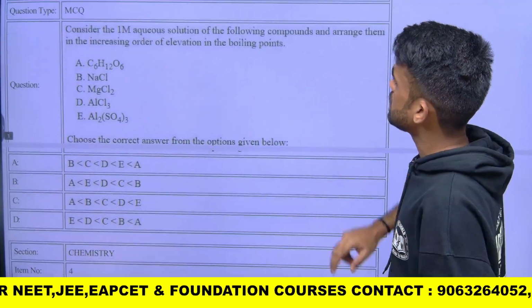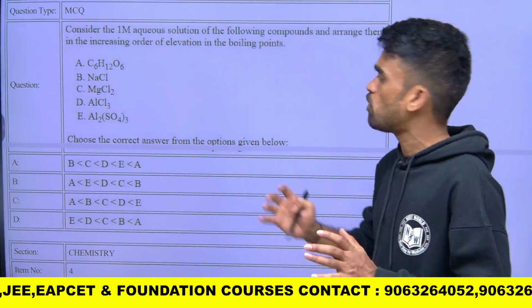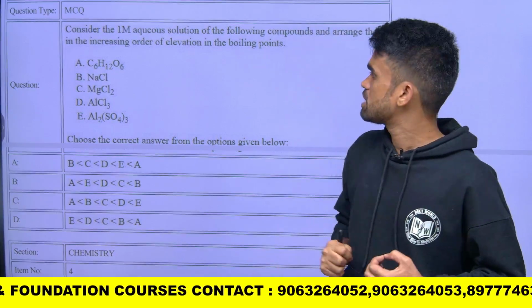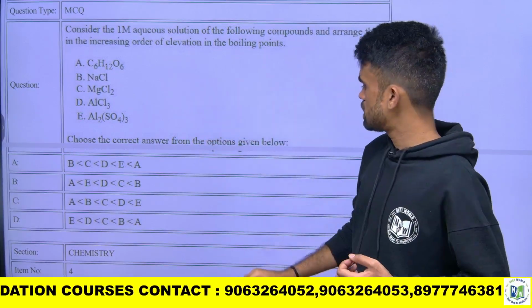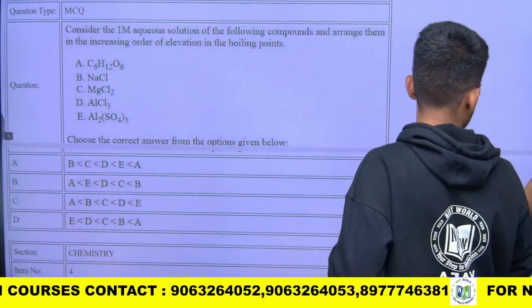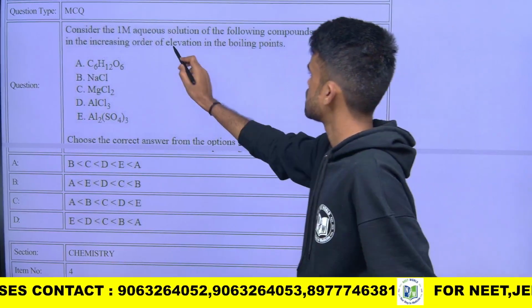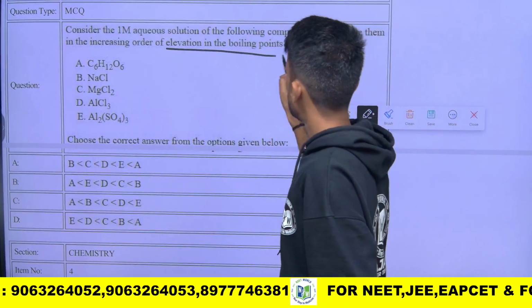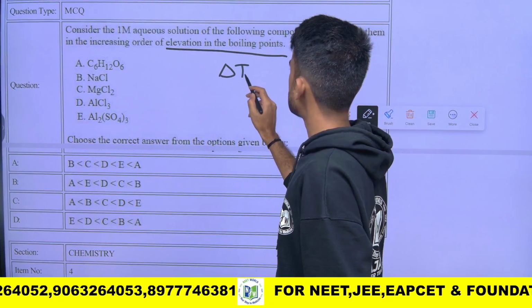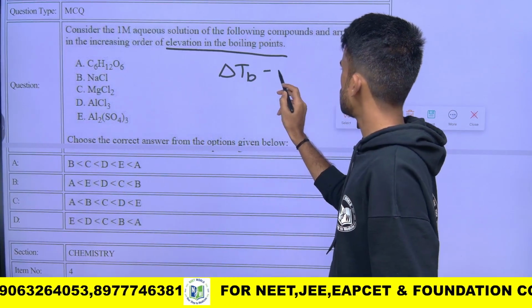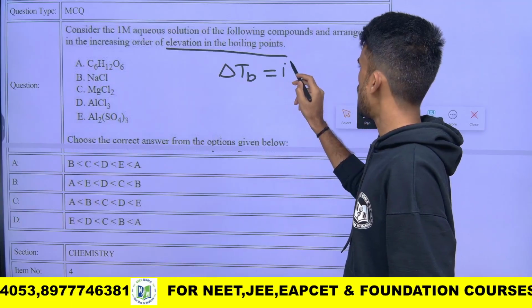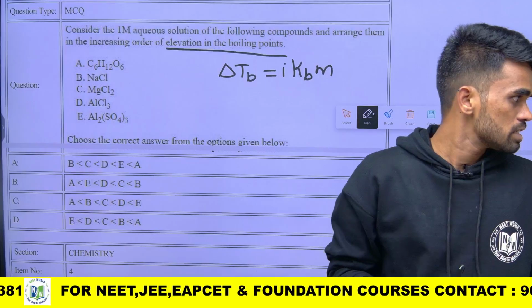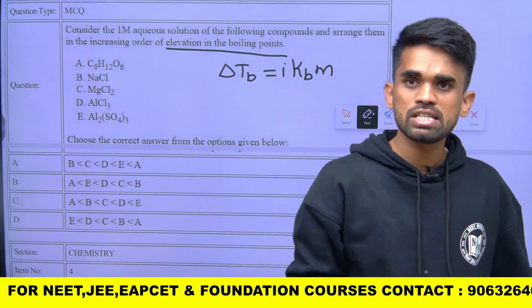Here, consider the 1 molar aqueous solution of the following compounds. Arrange them in the increasing order of their elevation in boiling point. So this is from the colligative properties, solutions chapter. So how can we do this? Let's start. Delta Tb, elevation in boiling point, we are discussing now. This will be equal to i Kb m. What is this Kb here? It is a constant, so we can say molal elevation constant.